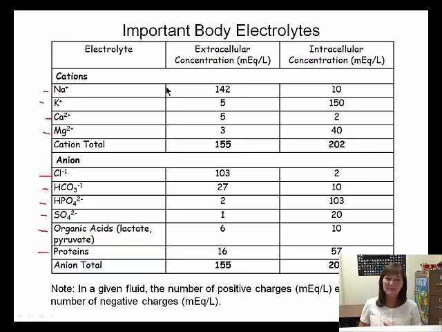If you add up the equivalents of each of these, it looks like most of the charge is coming from your sodium cation, but you add up all the equivalents of positive charge and you get 155 milliequivalents per liter of positive charge. So if you add up your anions, you had better end up with 155 milliequivalents of negative charge. Inside the cell, there's 202 milliequivalents per liter of positive charge, and there's 202 milliequivalents of negative charge.